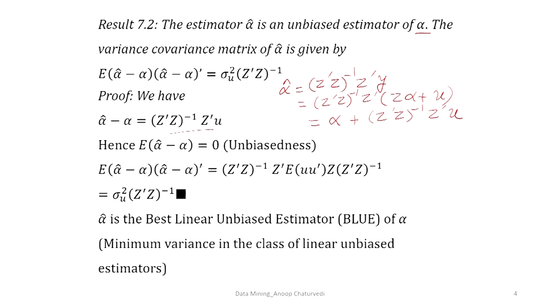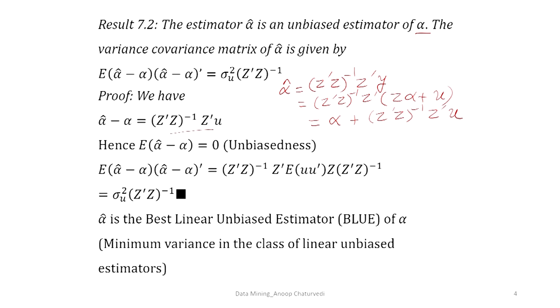And if we take expectation of alpha hat minus alpha, this expectation is equal to 0 because expectation of u is 0. Now, this proves that alpha hat is an unbiased estimator of alpha.